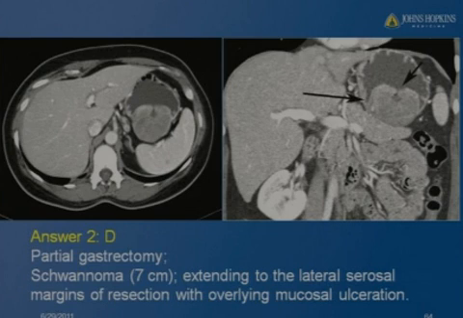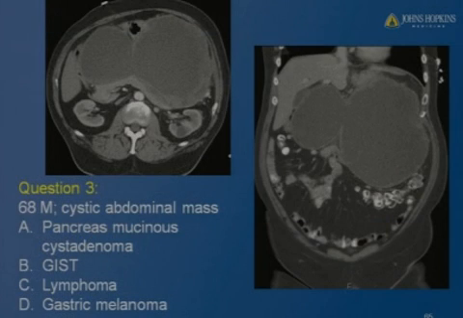It was a schwannoma that was extending to the lateral serosal margins of the resection with overlying mucosal ulceration, shown in the upper right image where there is the ulceration. So schwannoma, it's not always straightforward to differentiate these masses, but the adjacent gastric wall is not involved.